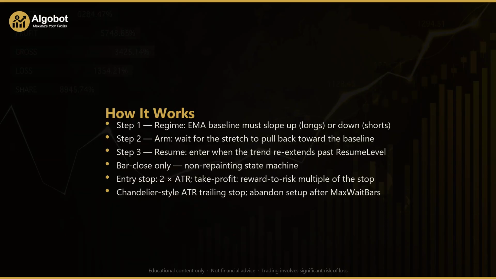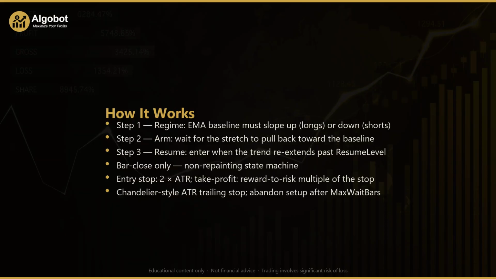The first step is regime. The EA looks at its exponential moving average baseline, set by default to a period of 34, and measures the baseline slope over the last 5 bars. That's the slope loopback parameter. If the baseline is sloping upward, only long setups are considered. If it's sloping downward, only shorts. If there's no clear slope, the strategy simply stands aside and takes no trades.